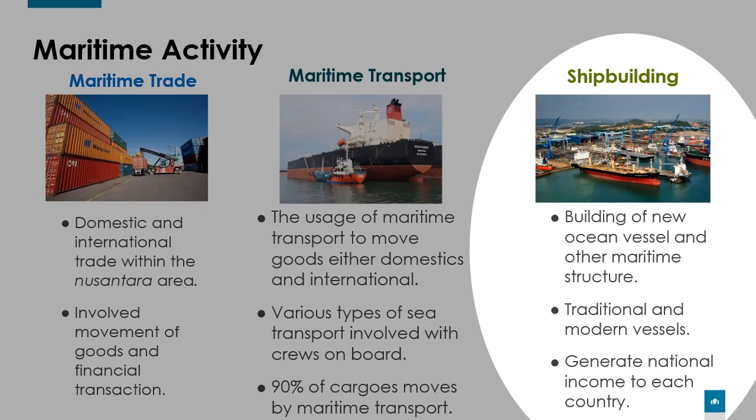Such shipbuilding locations in the Malay Archipelago are located at: 1. Lumut, Pasir Gudang and Miri in Malaysia. 2. Batam Island, Sulawesi, Riau and Surabaya in Indonesia. 3. Keppel Shipyard in Singapore. And 4. Subic Bay, Cebu and Sarangani in the Philippines.